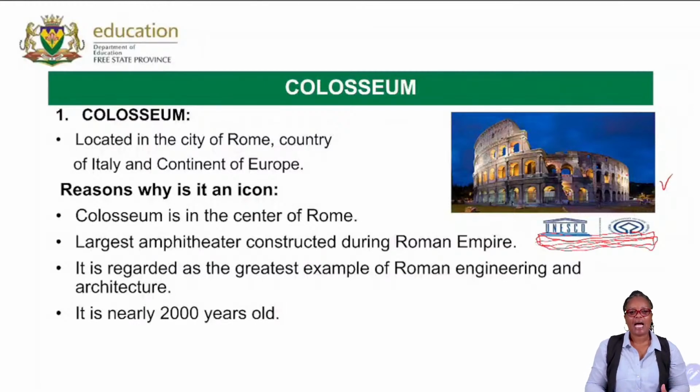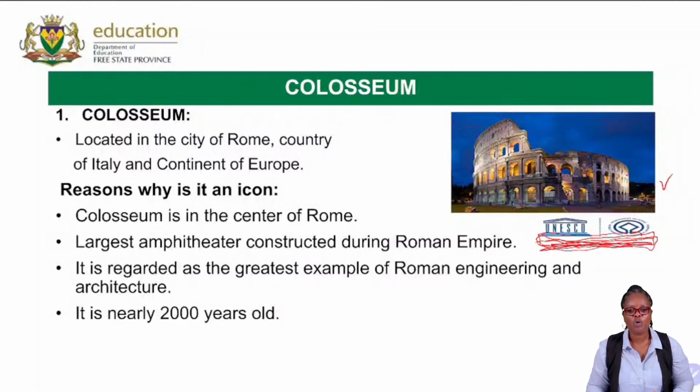So where is this icon located? The Colosseum is located in the city of Rome. Italy is the country, and the continent is Europe. That's where you'll find the Colosseum. Let's look at the reason why it is an icon, and not just any icon, but the World Heritage icon.